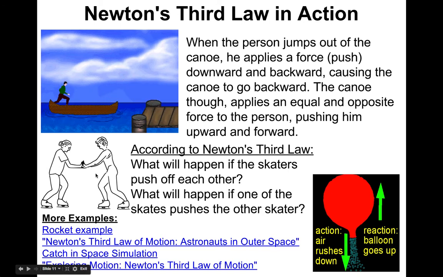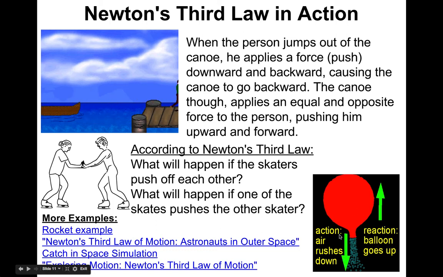So what happens if the two skaters push off each other? If the two skaters push off each other, they're both going to go backwards in the direction opposite that they're pushing. If one of the skaters pushes the other, the skater that's doing the pushing is going to go backward.